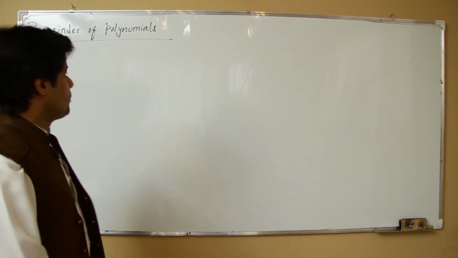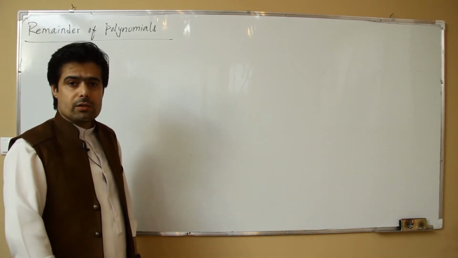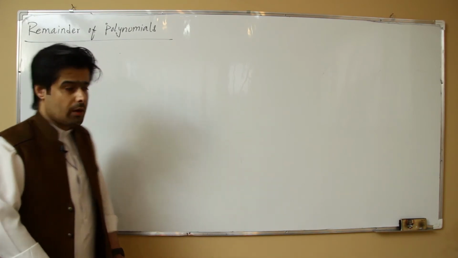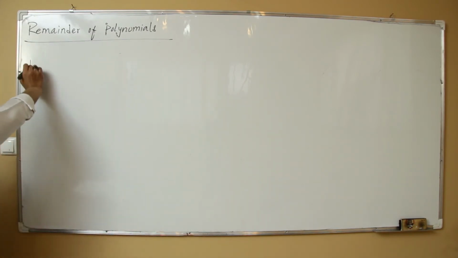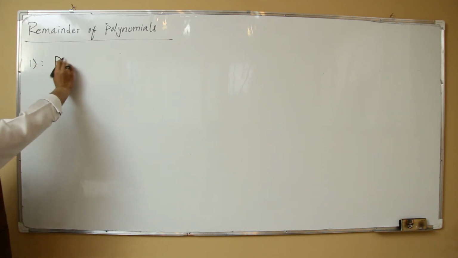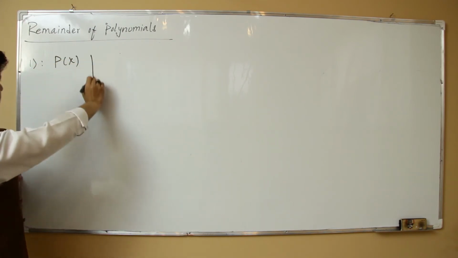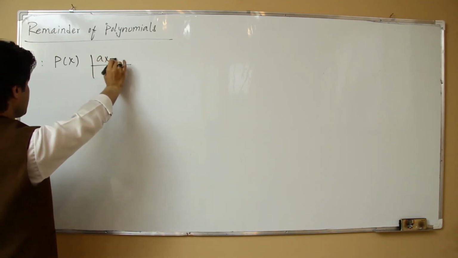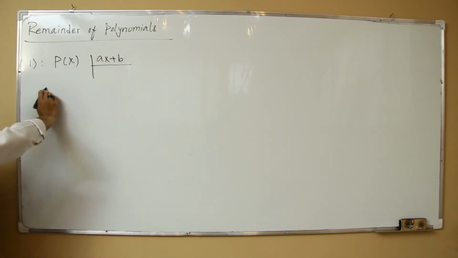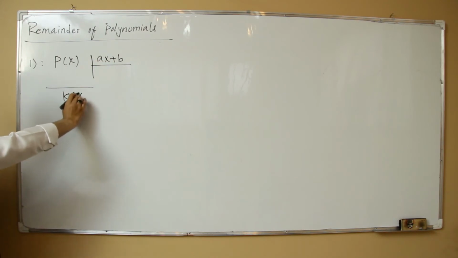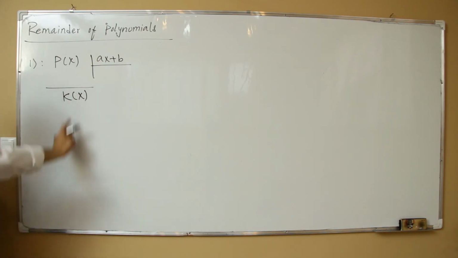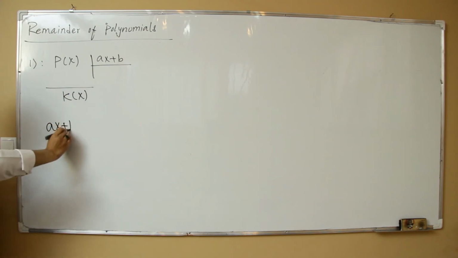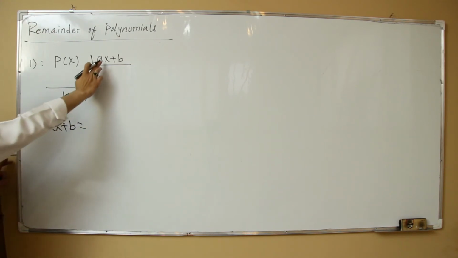Remainder of the polynomials. To find the remainders we have some different forms. What do I mean? The first one: if p(x) is divided by a divisor which looks like ax plus b, now the remainder is k(x). What is this k(x)?